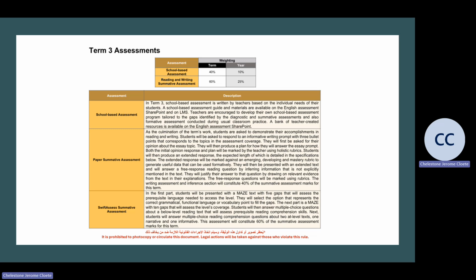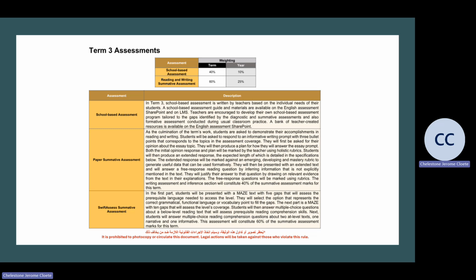All right. Then the Swift Assess summative assessment. In the first part, students will be presented with a maze text with 5 gaps that will assess the prerequisite language needed to access the level. They will select the option that represents the correct grammatical, functional language or vocabulary point to fill the gaps. So the first maze would be sentences with 5 gaps that you need to complete.